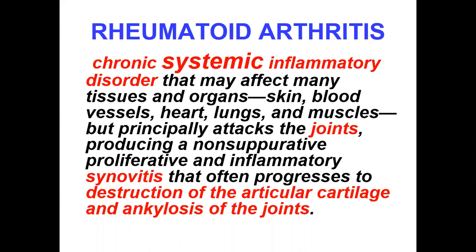Rheumatoid arthritis is a chronic systemic inflammatory disorder that may involve many tissues like joints, skin, blood vessels, heart, lungs, and muscles. But principally it affects the joints, producing a nonsuppurative, proliferative, and inflammatory synovitis that often progresses to destruction of the articular cartilage and ankylosis of the joints.